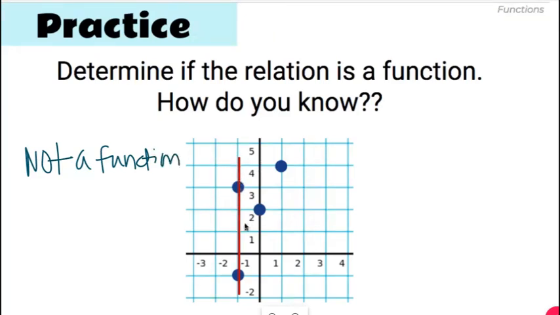If my vertical line hits 2 points, that means I have a repeated x-coordinate. So that makes it not a function. And that's it.